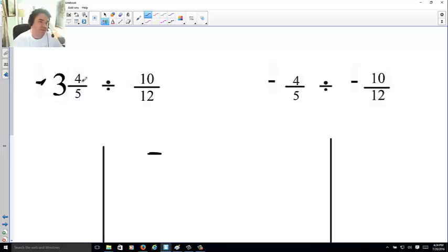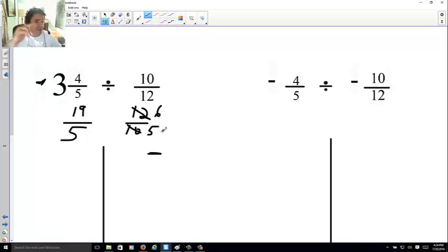3 times 5 is 15 plus 4 is 19. Remember, we don't switch the first number. We switch the second. Now, 12 and 10 I can divide by 2. Now you might say, can I divide 5 here and 5 here? No, because one has to be on the top and the bottom. Since it's not, it's not.